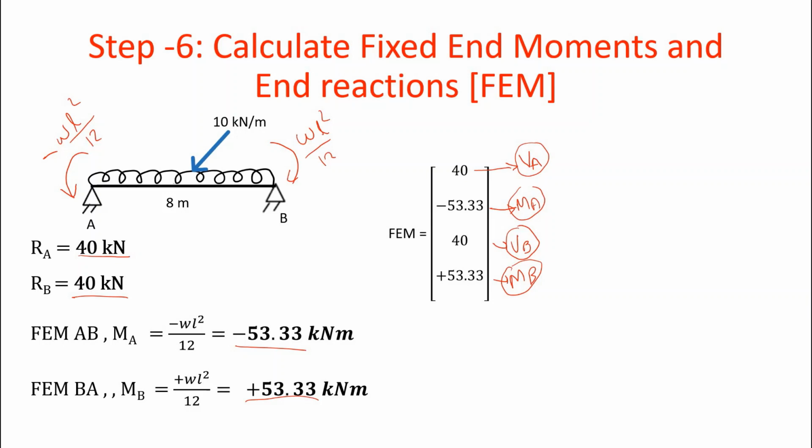And if we know the fixed end moments, it's very easy to calculate equivalent joint load. That is just the opposite sign of the value. So, we have same value but with opposite sign. So, we have minus 40 plus 53.33 minus 40 and again minus 53.33. Okay, this is the fixed end moment matrix and equivalent joint matrix for AB.